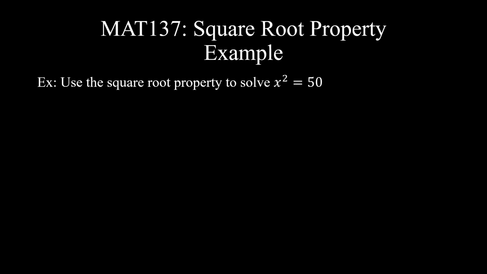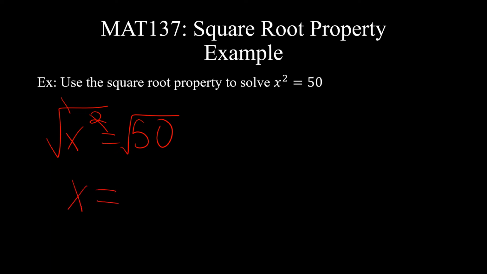Here we have: use the square root property to solve x squared equals 50. This is already set up. Our term that's being squared is on one side, our number is on the other. This is set up beautifully for the square root property. So if I have x squared equals 50, all I need to do is take the square root to isolate the x. The square root is going to cancel out the square. So x equals, and remember, whenever I use the square root property, the caveat is you have to consider both the positive and negative cases of the root of that number. So x equals plus or minus the square root of 50.